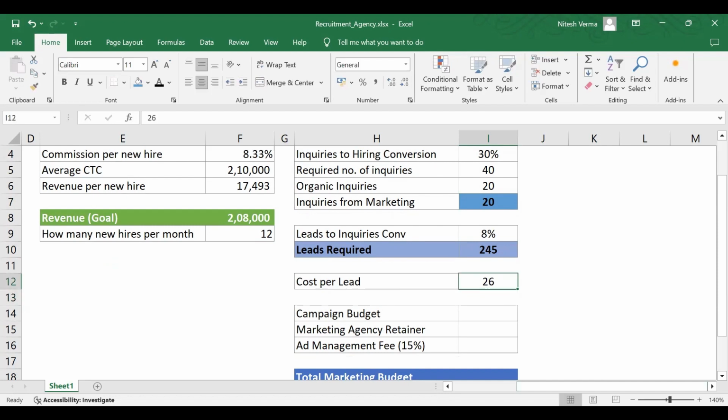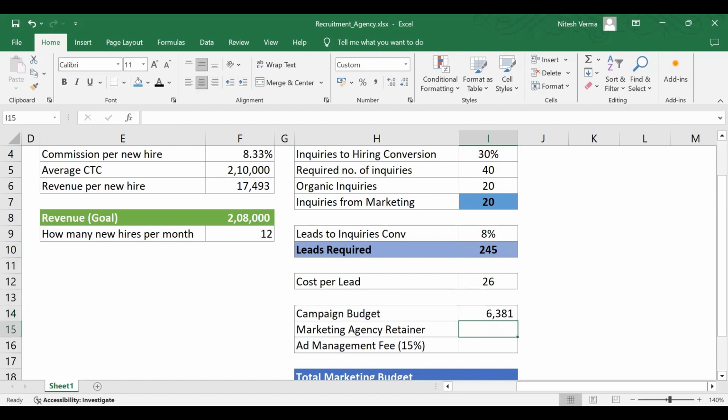So if 26 rupees is the cost per lead and they need to generate 245 leads, their campaign spend needs to be number of leads required into cost per lead. So 6,381 is what they would need to spend approximately on their marketing campaigns. Now, since they specialize in recruitment, marketing is not their forte. They may outsource it to an agency.